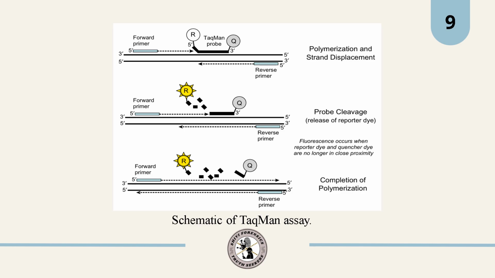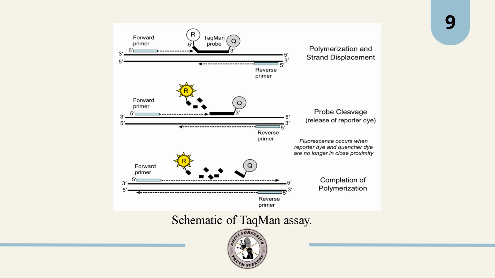But there comes a different thing, a very specific one, which is the TaqMan probe. As you can see in the first diagram, there is a TaqMan probe. On its 5' end, we have a reporter dye. On its 3' end, we have a quencher dye. And at the time of annealing, it is also attached to the end of the desired sequence that we have to amplify.